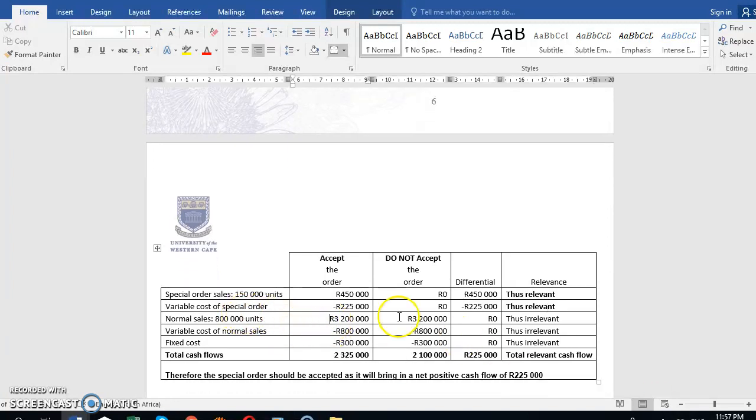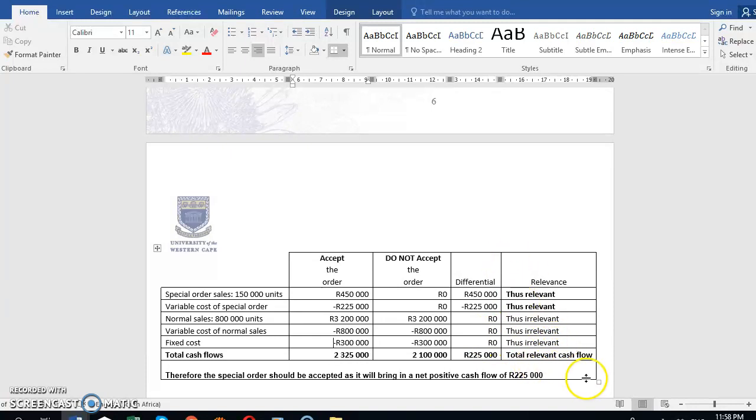Right, now we get to the normal sales. Whether we accept the order or do not accept the order, we're still going to sell to our normal customers, and that comes to 3.2 million. We will still incur variable costs of 800 whether we accept or do not accept. So therefore you can see with normal sales and normal variable costs, there's no differential and it's irrelevant. Okay, so the minute you have no differential or no future cash flow, it's irrelevant cost. And likewise for the fixed cost, whether we accept the order or not accept the order, we still have to incur 300,000. So the differential is 0, and therefore it's irrelevant.